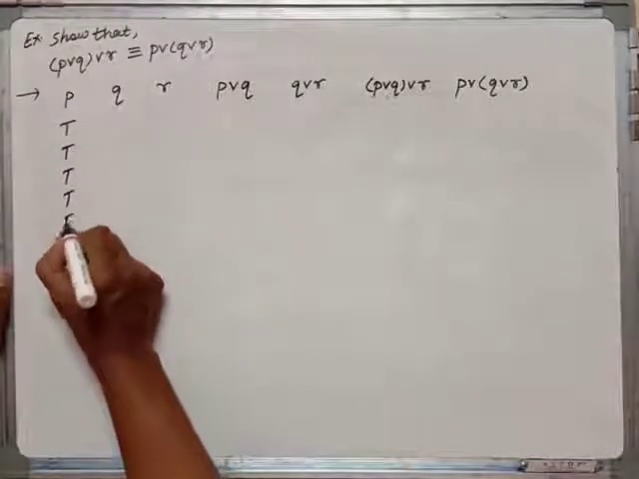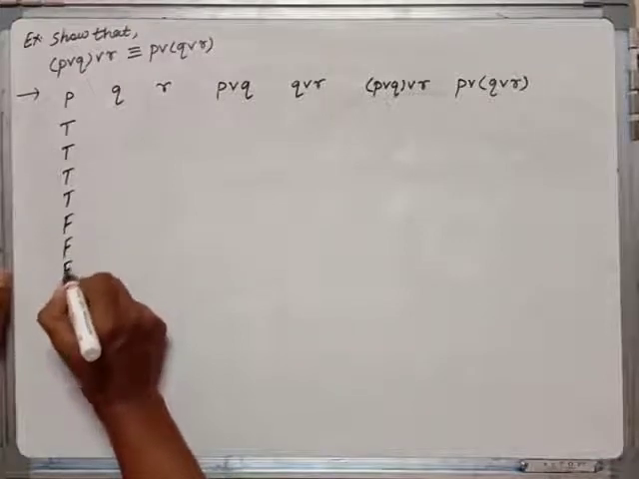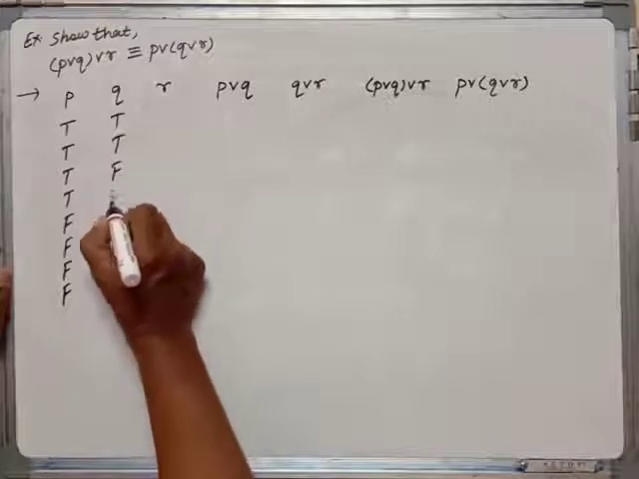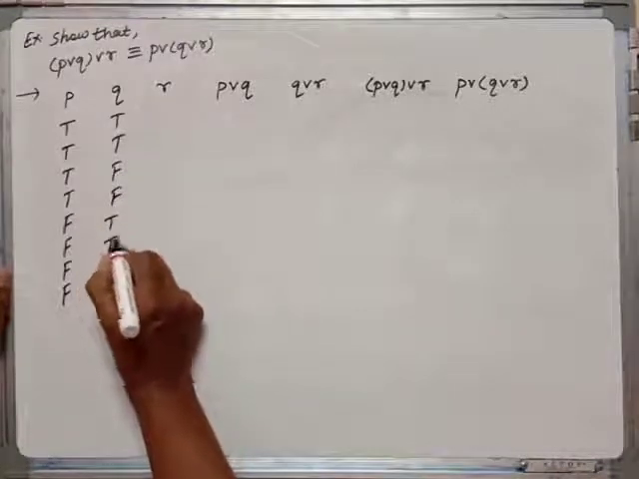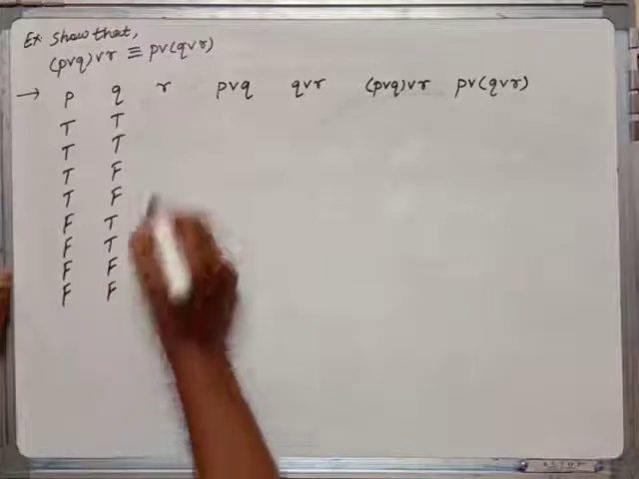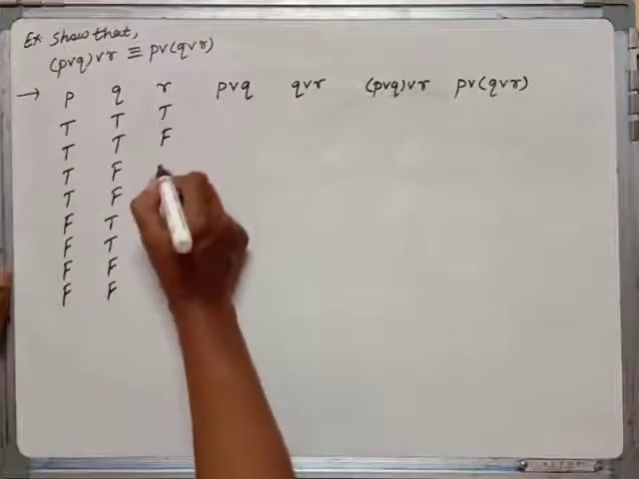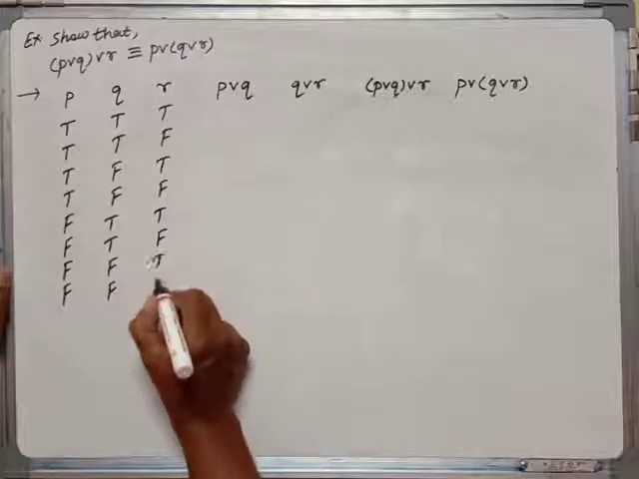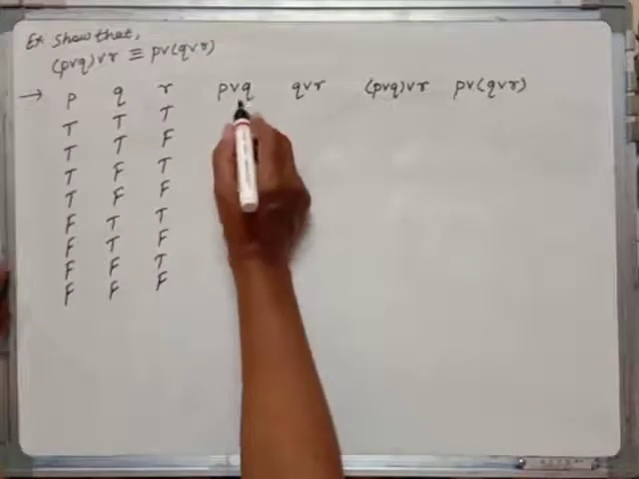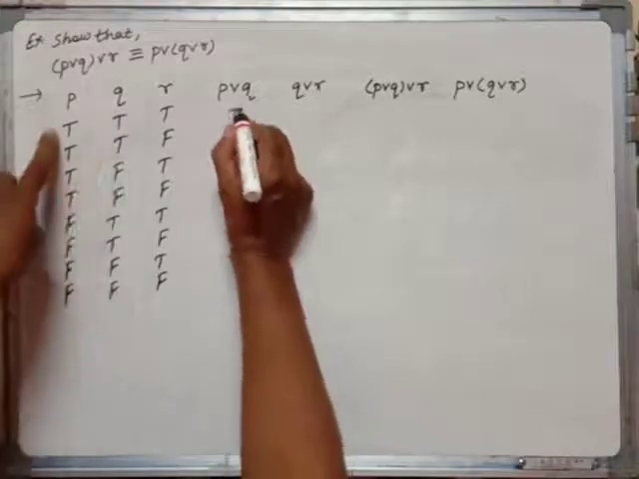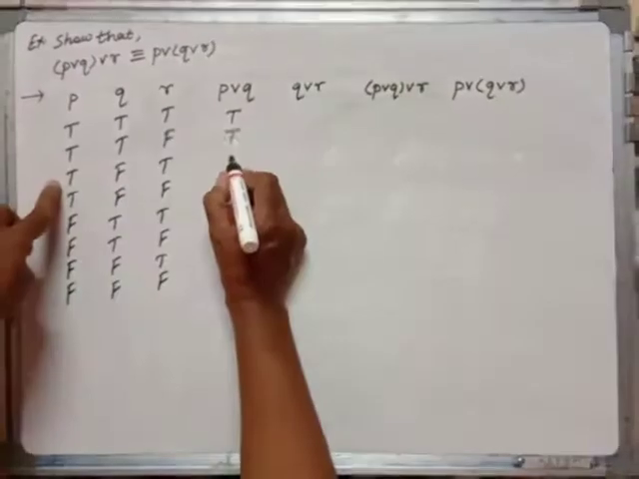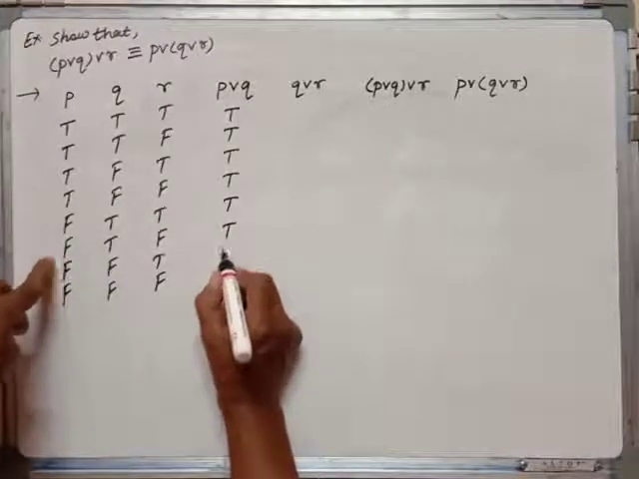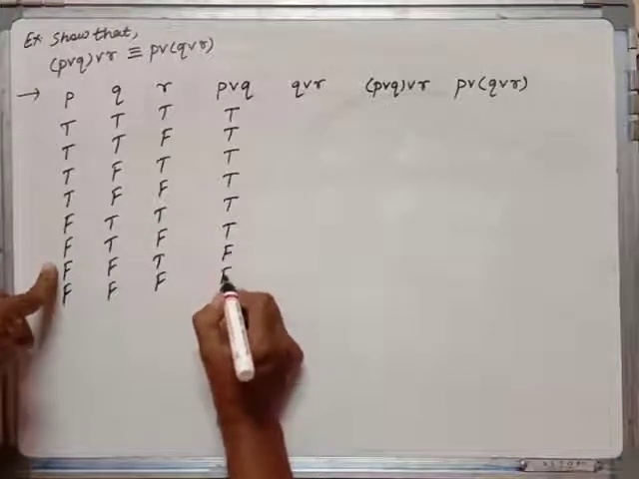True, true, true, true, true. False, false, false, false, false. Again true, true, false, false. True, true, false, false. Again true, false, true, false. True, false, true, false. Now P or Q. So R is true when one of them is true. So true. This is also true. True, true, true. Here it is false and false.